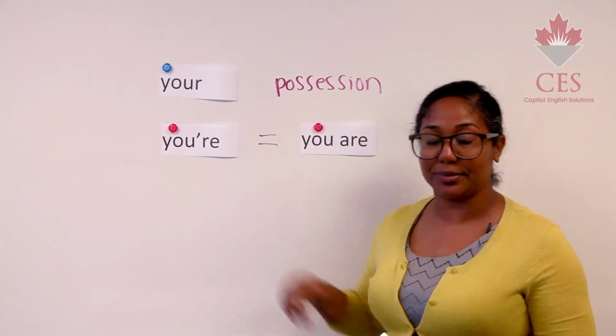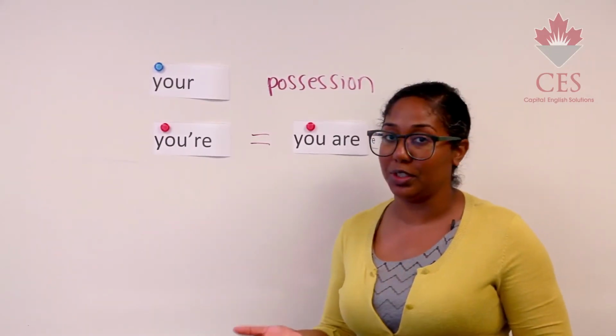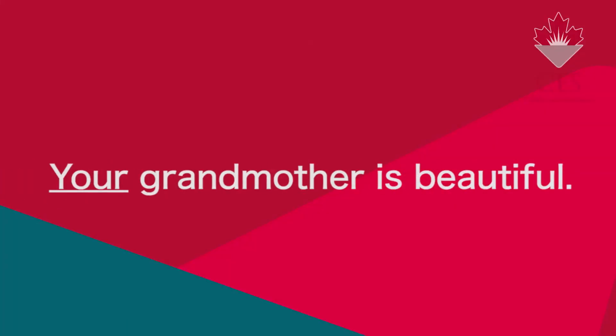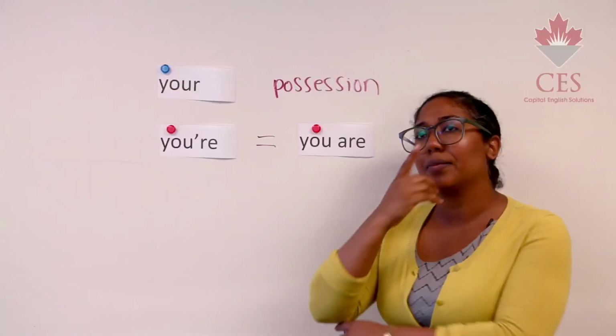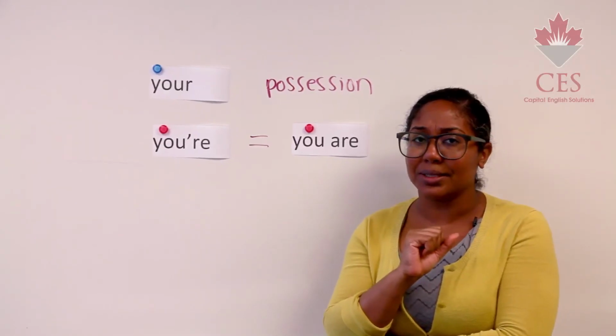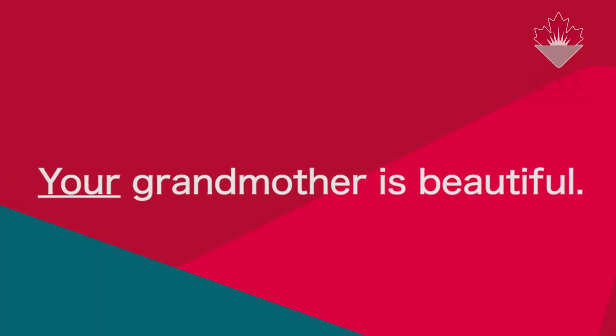For example, you are beautiful. You are beautiful. If I said, your grandmother is beautiful, you are grandmother is beautiful, that's not right. So I know that I have to use your for possession in this sentence.